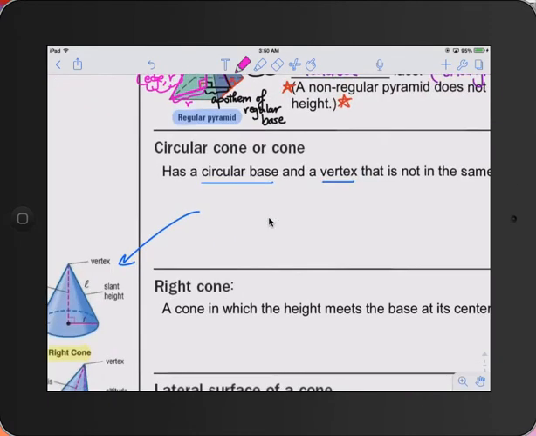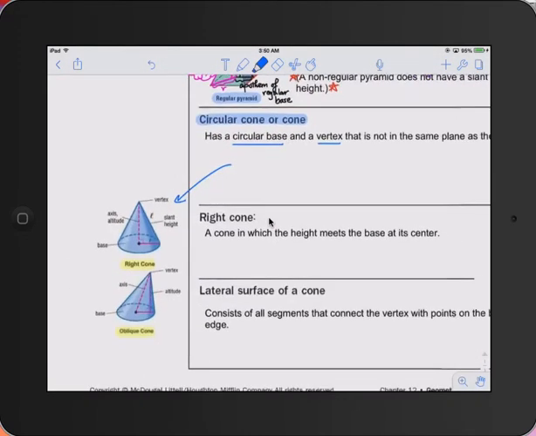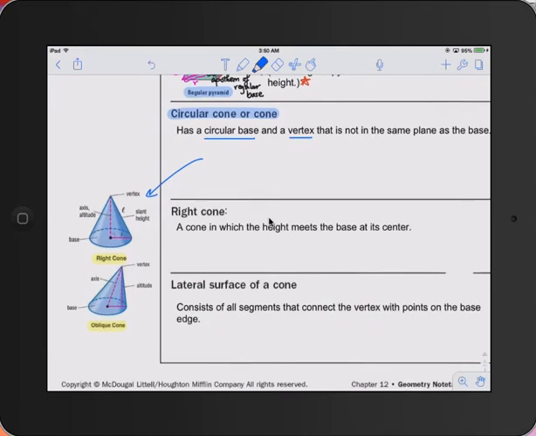Okay, back to cones. So a cone is just like a pyramid, except that it has a base that's a circle. Now again, it's not actually a pyramid because the base is not a polygon, but it acts just like a pyramid. So the formulas for pyramids will apply to cones also. Okay, so a right cone has a height that meets the base at its center, and then an oblique cone does not. So again, it'll look like it's tilted.